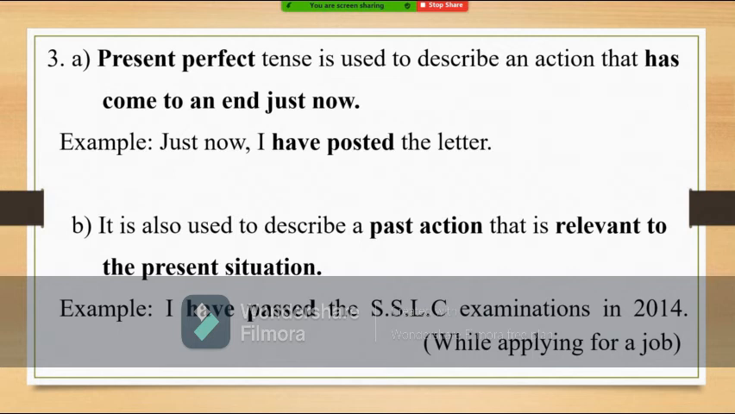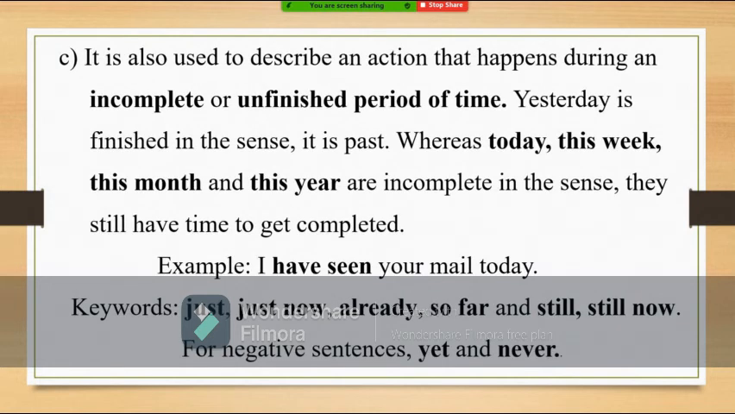The employer who wants to give you a job, or who is going to give you a job, will consider you an outdated person. Your qualification will be outdated. So for that purpose, we say it in present perfect tense. Do you understand? Now let us take the third point. In the incomplete period, that means an incomplete or unfinished period of time. Yesterday means it is finished, it is gone, it is past. But today, this week, this month, and this year, they are not complete.